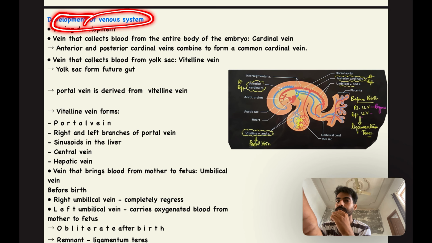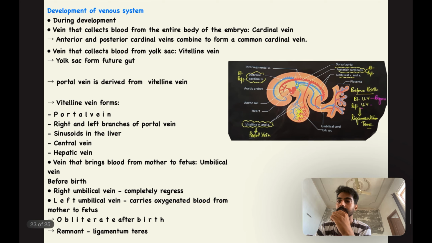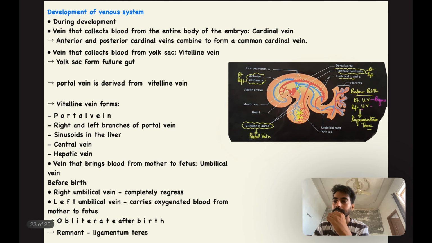Now let's talk about development of venous system. So this is the diagram during the development of embryo. This is the transverse section. So we have the main veins, the cardinal veins, and they are of two types: anterior cardinal vein and posterior cardinal vein. When they both combine, they form the common cardinal vein.